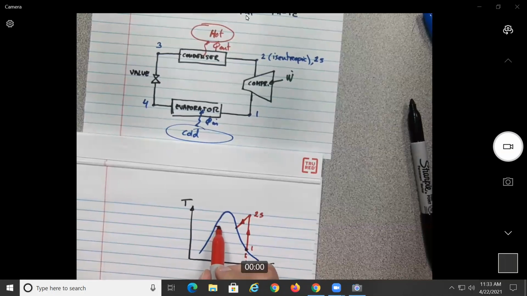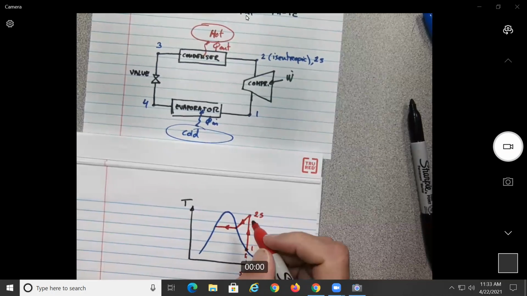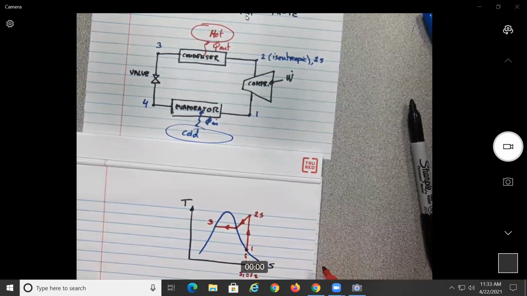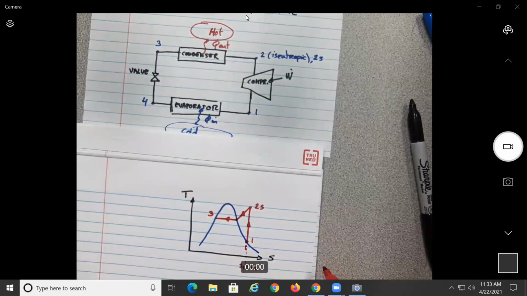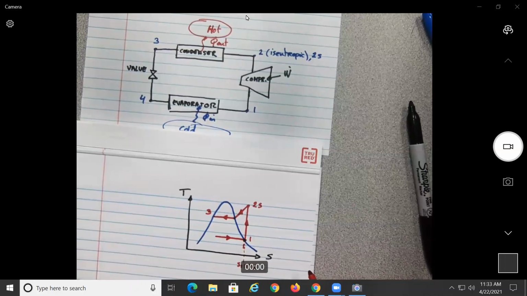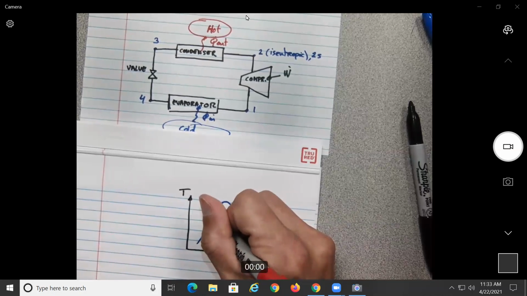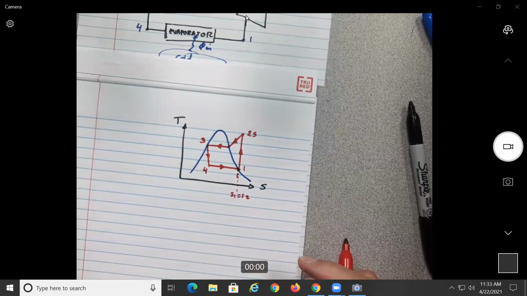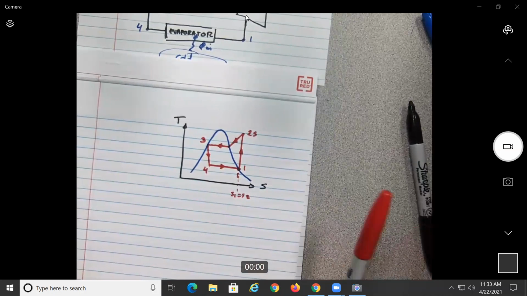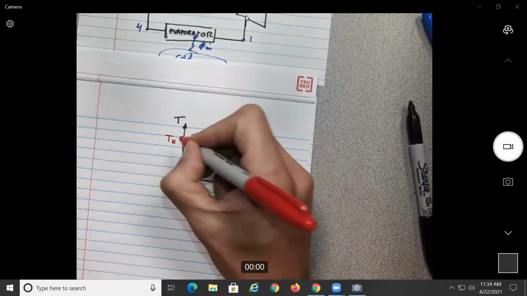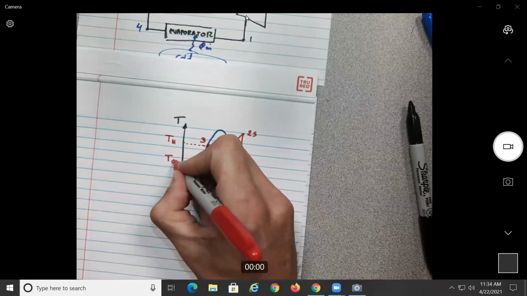Then let's say we have a gas, it's going to become a mixture. And this should be 3 over here. All right, and now you will come over here. And 4 will be over there. Okay, and if you want to think about it, this line over here is our T hot, and this line right here is our T cold.